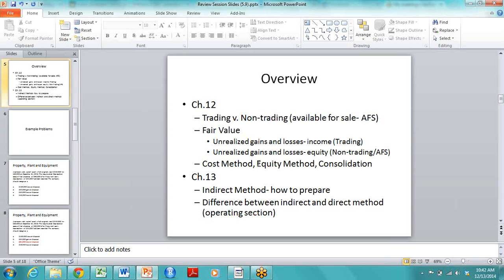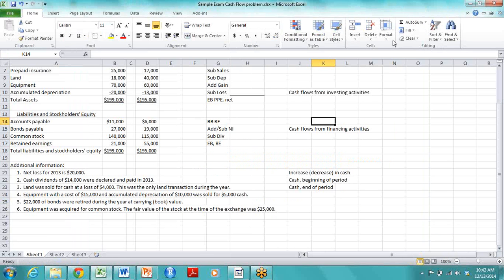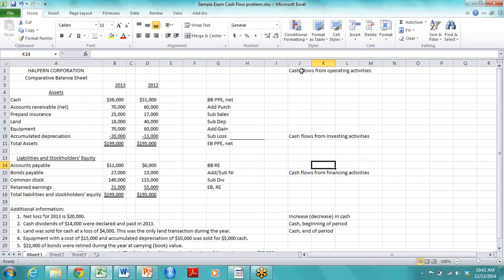I think right now you're going to have to do it from scratch. I don't think he'll give you a skeleton to fill out. At most the skeleton will look like this: cash flows from operating, cash flows from investing, cash flows from financing. I don't think it'll have anything else in there. So you're going to have to know where the pieces go.